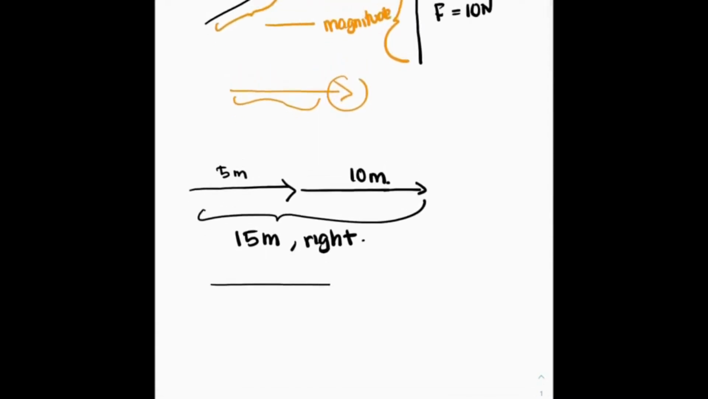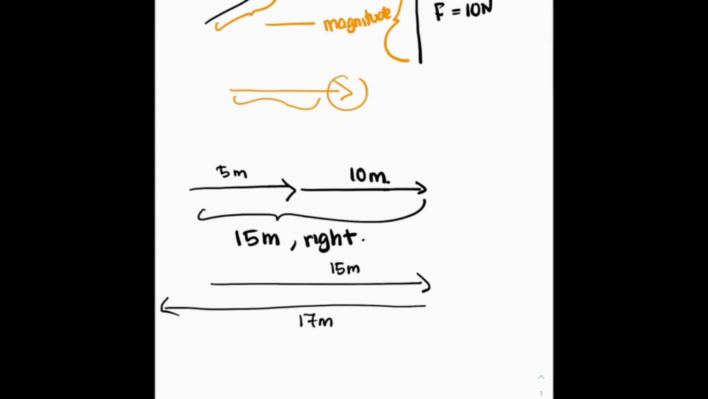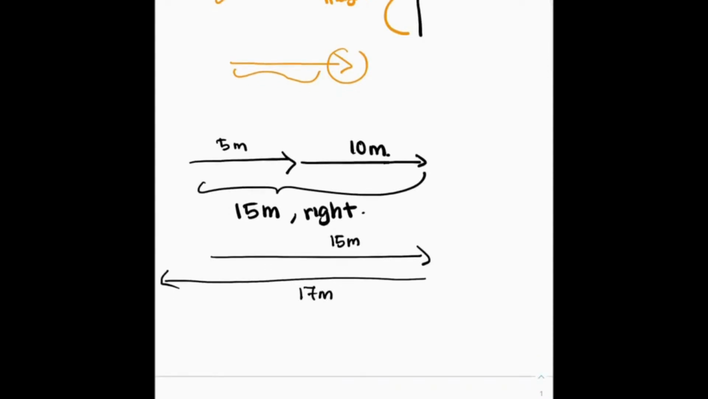Let's say now, after you have made this 15 meter to the right journey, you U-turn and return back by 17 meter. So now, what is the total displacement made by you? You initially made 15 meter to the right, and then you return the journey by 17 meter. So your total displacement now is going to become 2 meter to the left. So this one indicates the direction left.